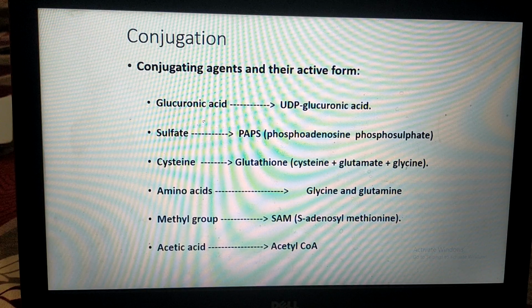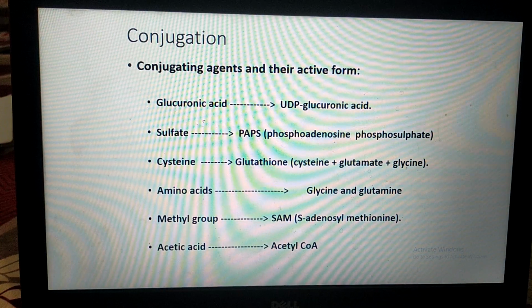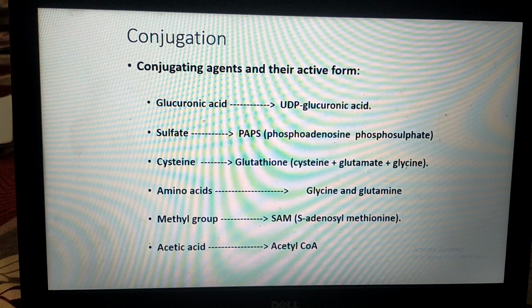Now some amino acids like glycine and glutamine also act as conjugating agents. The methyl group acts as a conjugating agent, and the active form of methyl which participates in the reaction is called S-adenosyl methionine. Acetic acid also acts as a conjugating agent. The active form of acetic acid is acetyl-CoA. Now we will study examples of these conjugating agents one by one.